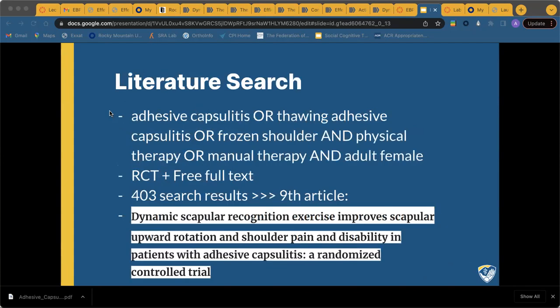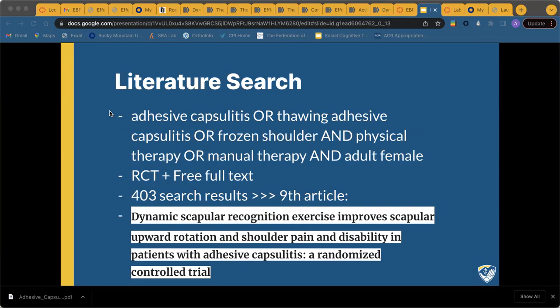For my literature search, I searched for adhesive capsulitis or thawing adhesive capsulitis or frozen shoulder and physical therapy or manual therapy, an adult female. I limited for randomized controlled trials and free full text articles, which yielded 403 search results.